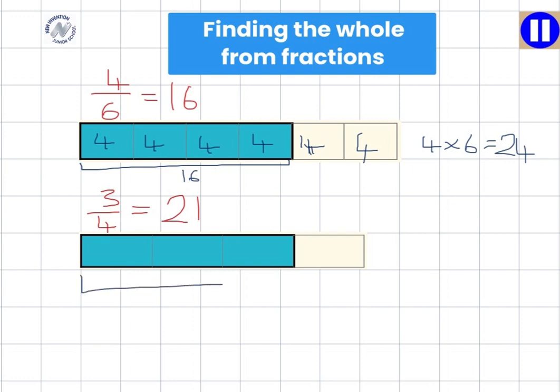The bottom section, those 3 pieces are worth 21. So 21 divided by 3 is 7. So each piece is worth 7. Put them back together. 7, 4 times in a row is 28. The whole is worth 28.